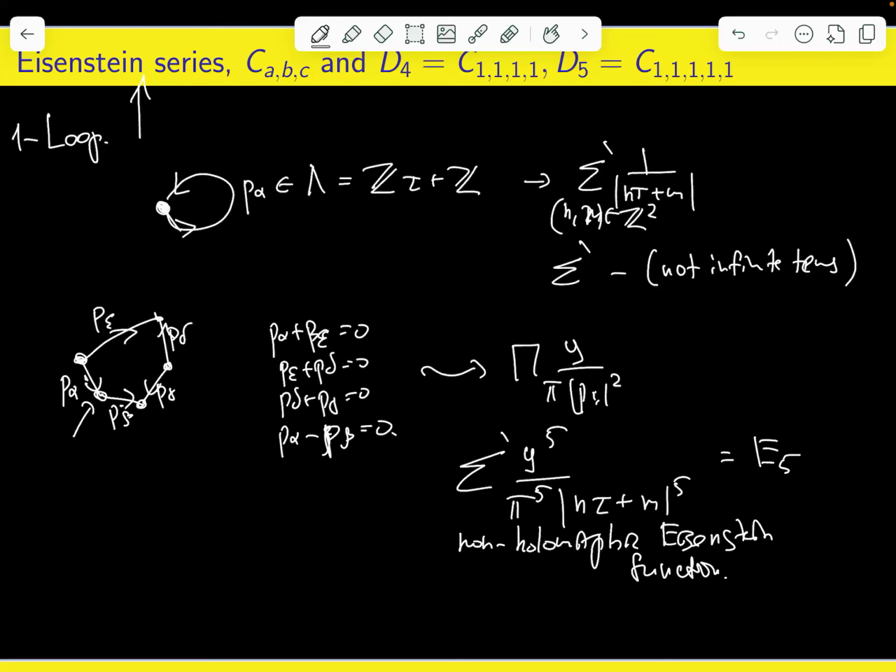What is good about this function? It's SL2(Z) invariant. If you act on tau by an SL2(Z) transformation, (A tau plus B) over (C tau plus D), then you can see that this thing is invariant. So that's a modular function. That's why it's called a modular graph function: usually we get modular, SL2(Z) invariant functions, and they're associated to graphs.